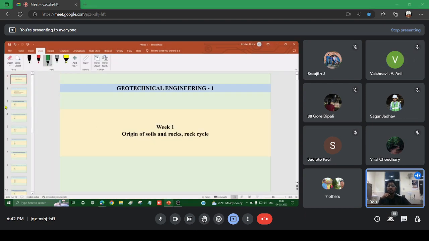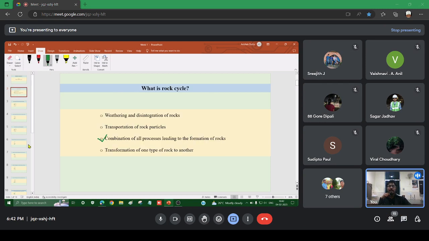The first question was, what is rock cycle? The options were: weathering and disintegration of rocks, transportation of rock particles, combination of all processes leading to the formation of rocks, and transformation of one type of rock to another. The correct answer is the combination of all processes leading to the formation of rocks, because the first two are parts of the rock cycle, and the last one is metamorphism, transformation of one type to the other.